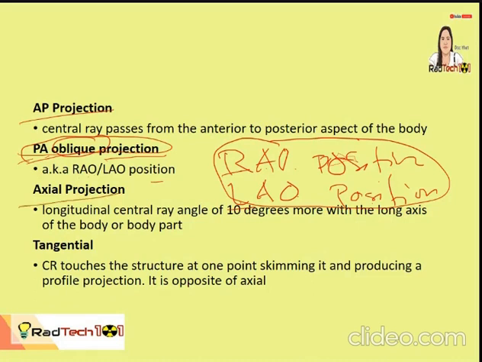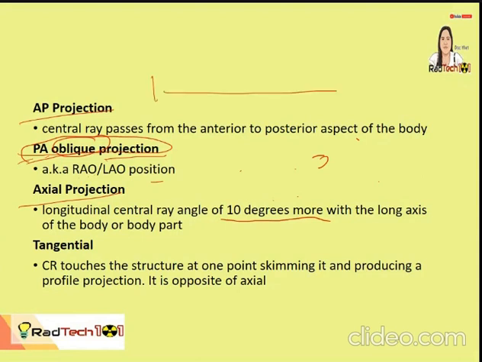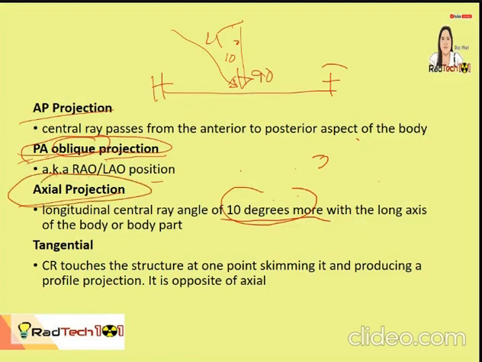Axial projection. Your keyword for axial projection is: the central ray is 10 degrees or more with the long axis of the body. For example, this is the long axis of the body. This is the head. This is the feet. So the central ray is not, as I have mentioned, always 90 degrees. There are times the central ray is angulated, like this one, for example, 10 degrees or 15 degrees. Basta more than 10 degrees, it is referred to as axial projection.